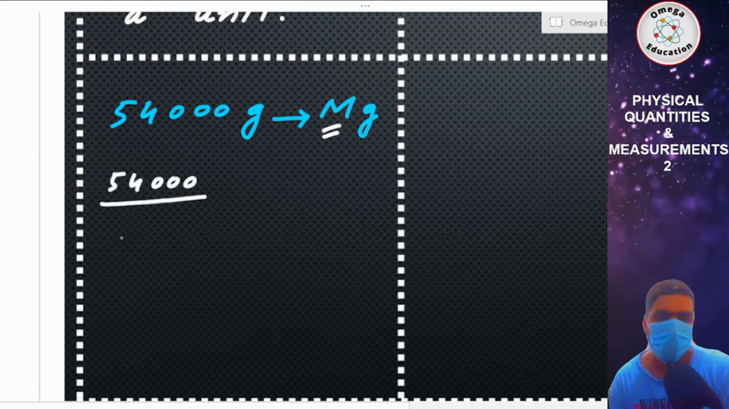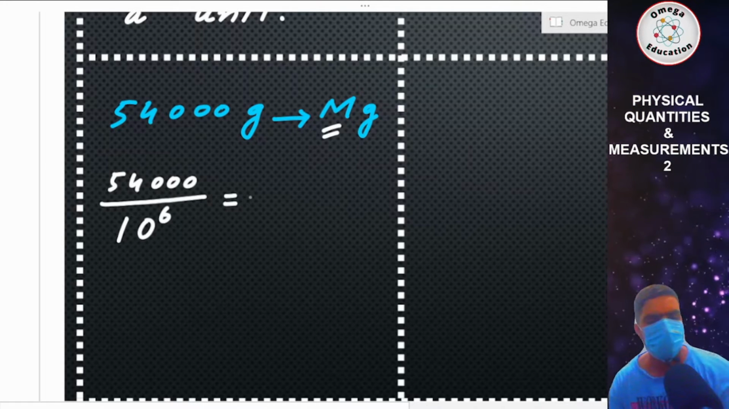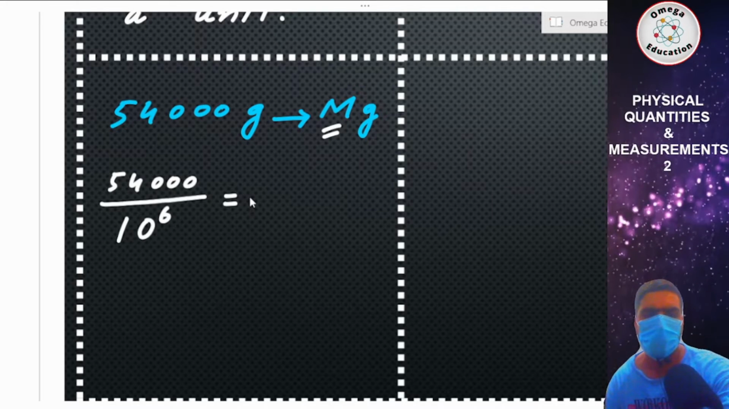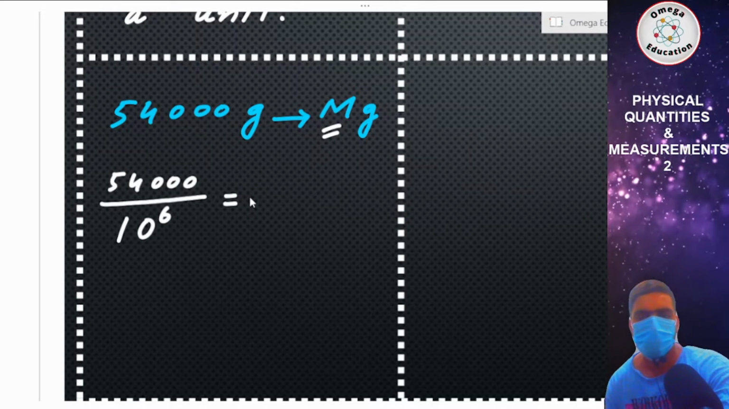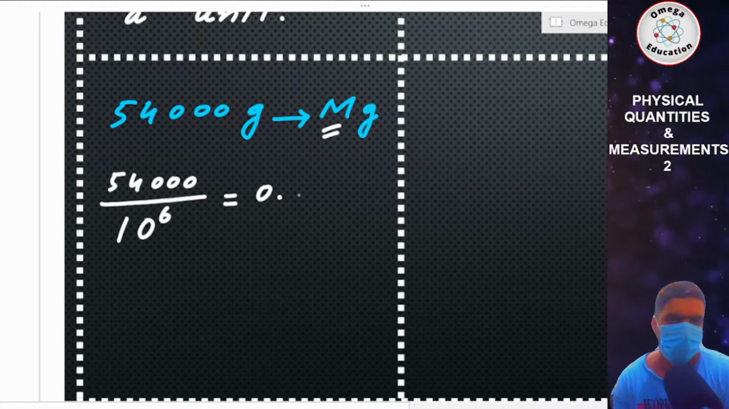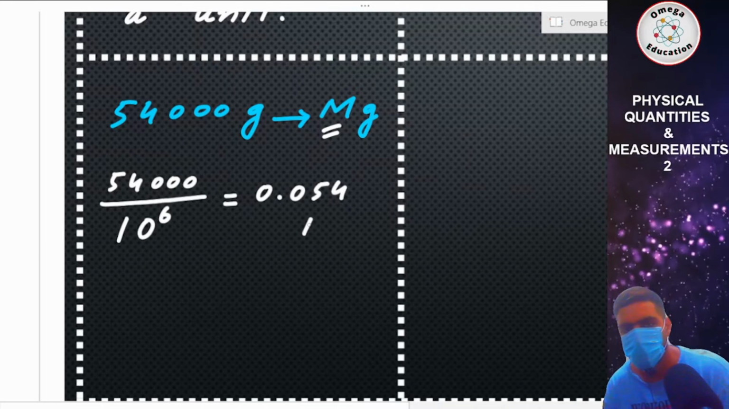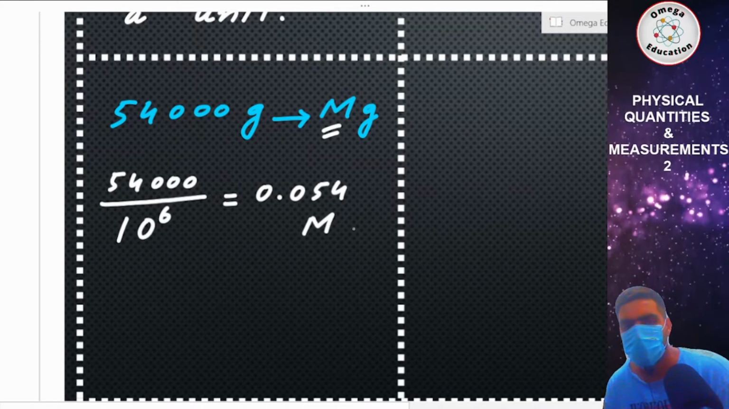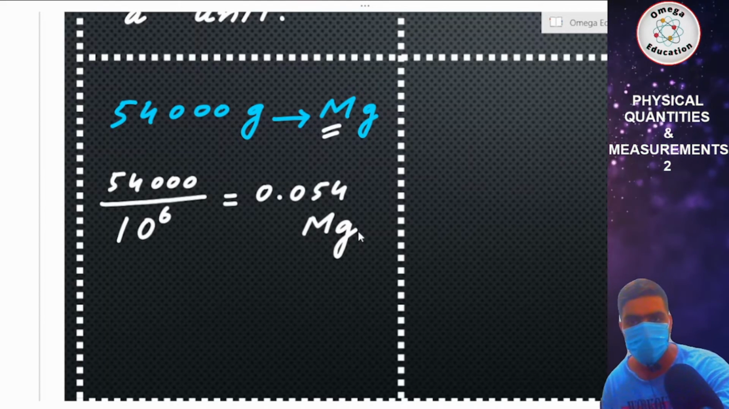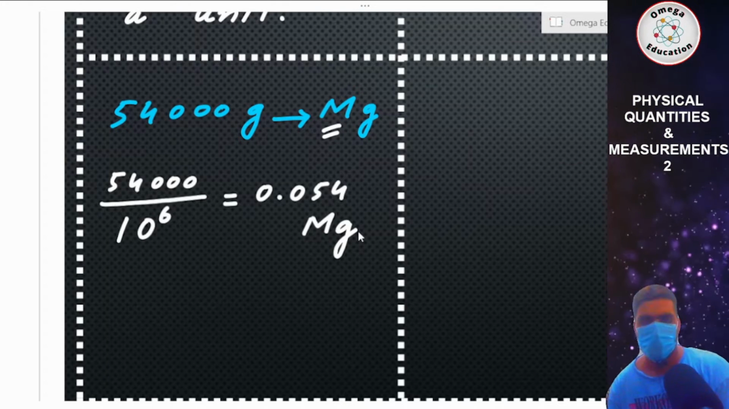So all you have to do is divide the number by the value of its prefix, and then after that you simply hit it on the calculator. Alright, no need to do any calculation in your mind. So just hit it on the calculator and you'll be left with 0.054 followed by the unit megagrams. It should not be confused with milligrams. It is megagrams.